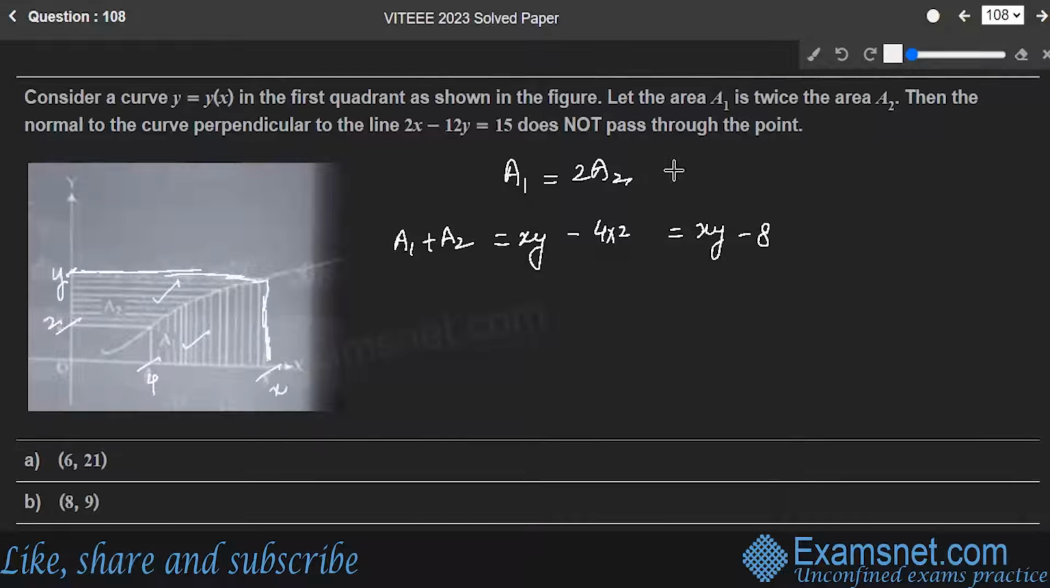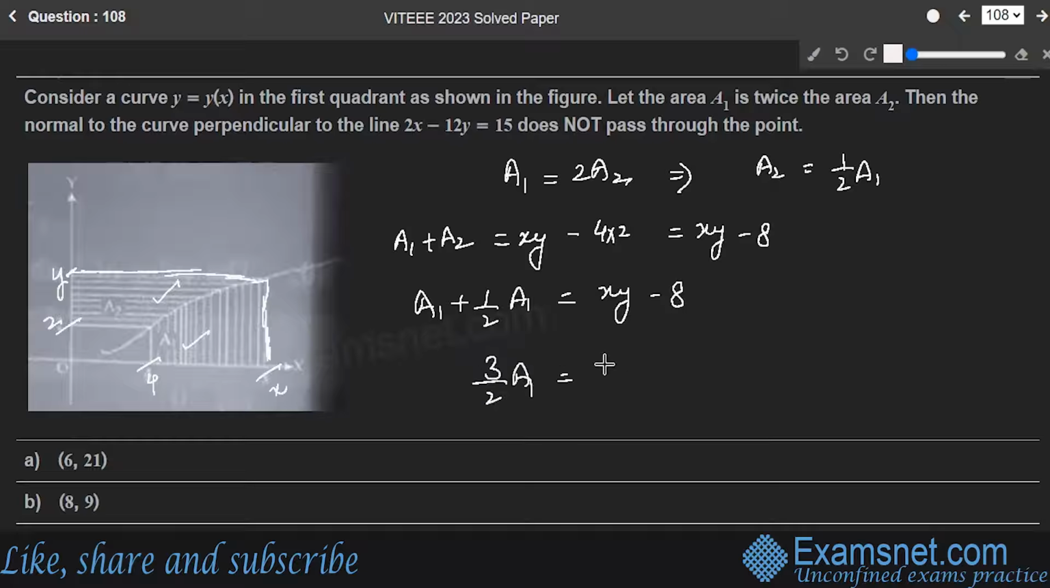From here, A1 is equal to twice A2, or A2 is equal to 1 by 2 A1. So you can write it as A1 plus 1 by 2 A1 is equal to xy minus 8, or 3 by 2 A1 is equal to xy minus 8, or area A1 is equal to 2 by 3 xy minus 16 by 3. So this area is equal to this much. Okay.